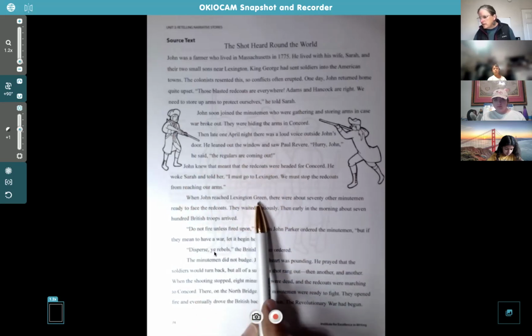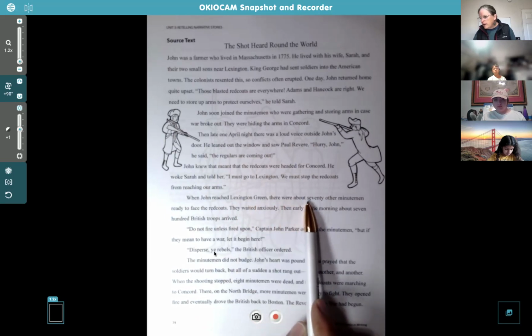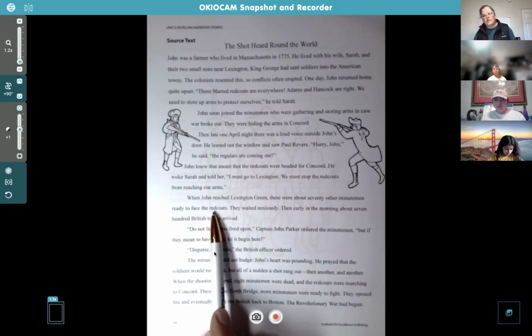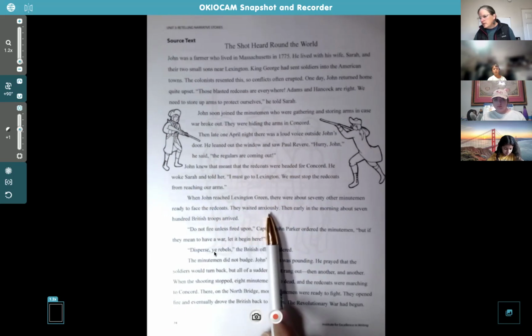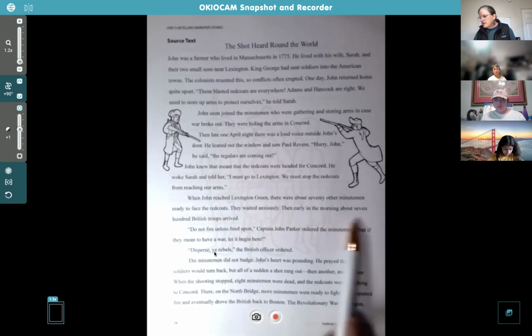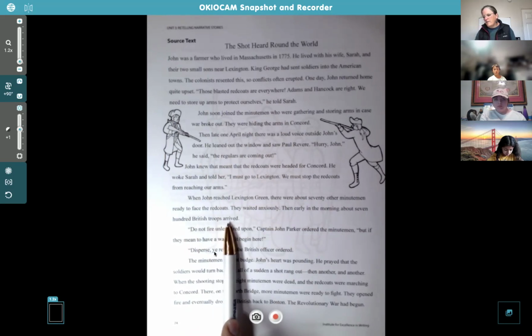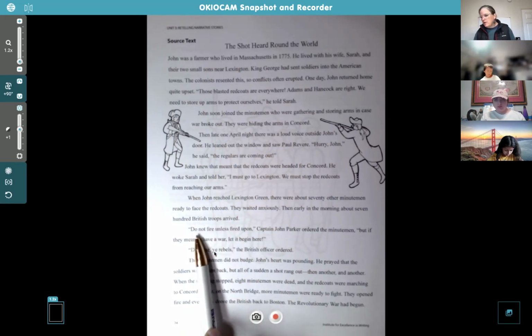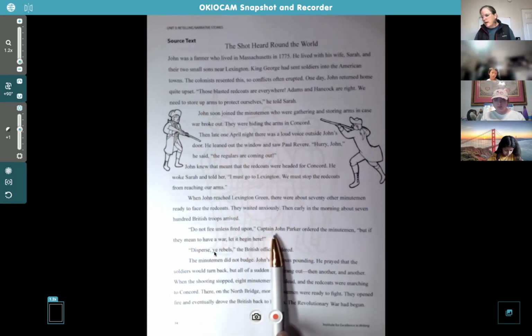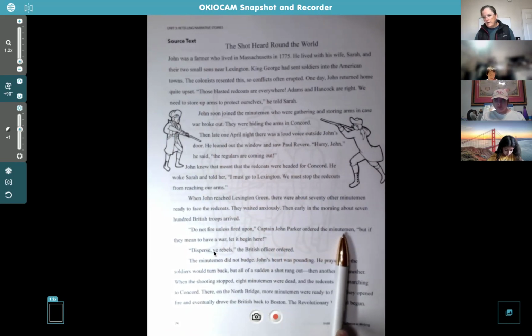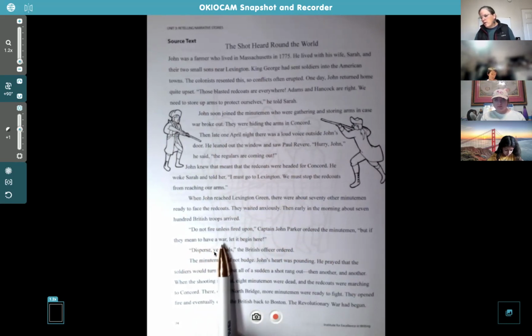When John reached Lexington Green, there were about 70 other Minutemen ready to face the Redcoats. They waited anxiously. Then, early in the morning, about 700 British troops arrived. Okay, so there were about 70 Americans and 700 British troops. So, big difference in number. "Do not fire unless fired upon," Captain John Parker ordered the Minutemen. "But if they mean to have a war, let it begin here."